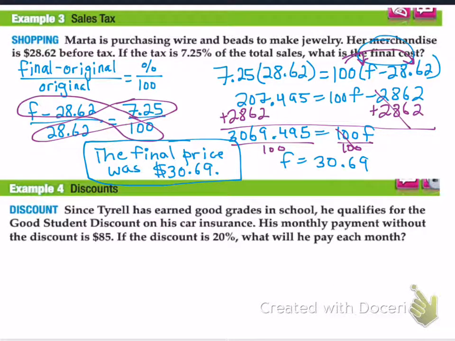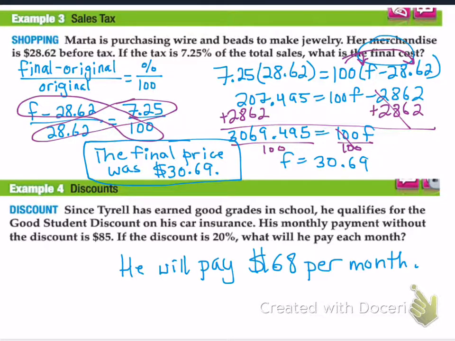I'm actually not going to do example 4, but let me tell you what the answer is so that you could do it and just making sure that you're on the right track. When you set up and solve example number 4, Tyrell will pay $68 per month.